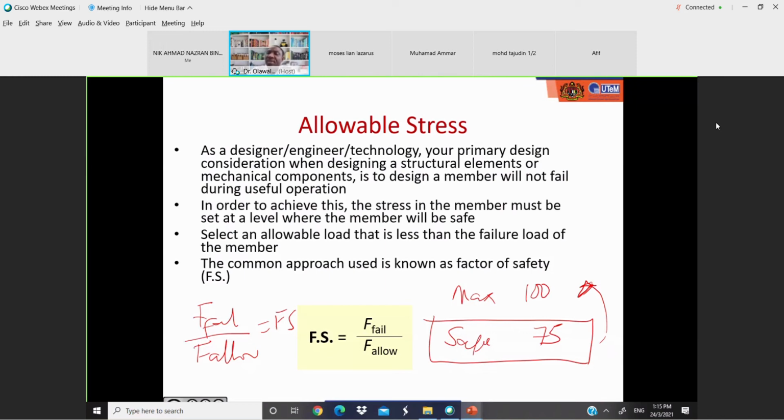For this case, what is your factor of safety here? This is F fail, and this is F allowed. What is your factor of safety? 100 divided by 75. What do you get? 1.33. So like I said, your factor of safety must always be greater than 1.